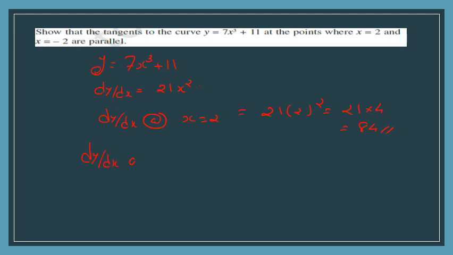Now, dy by dx at x is equal to minus 2 is equal to 21 into minus 2 squared. So 21 into 4, that is also what? 84. So what we can say? Actually, this is the slope m1. This is the slope m2. So m1 is equal to m2. Therefore, what we can say? Tangents are parallel. So this is the answer.